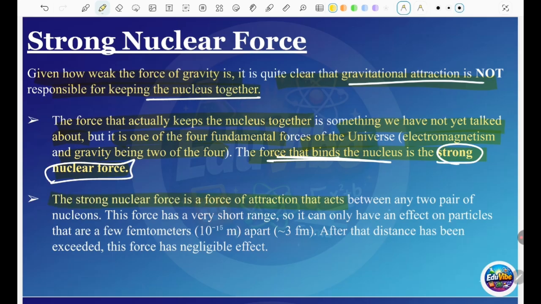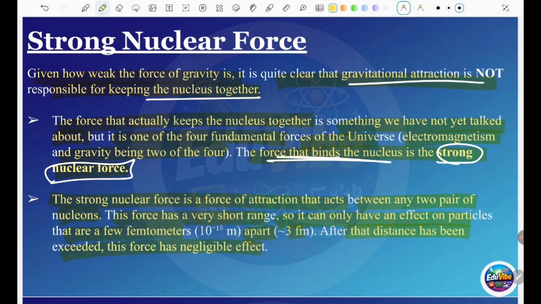The strong nuclear force is the force of attraction that acts between any two nucleons, that is, protons and neutrons. This force has a very short range, so it only has an effect on particles a few femtometers apart, and after that distance the force has a negligible effect.